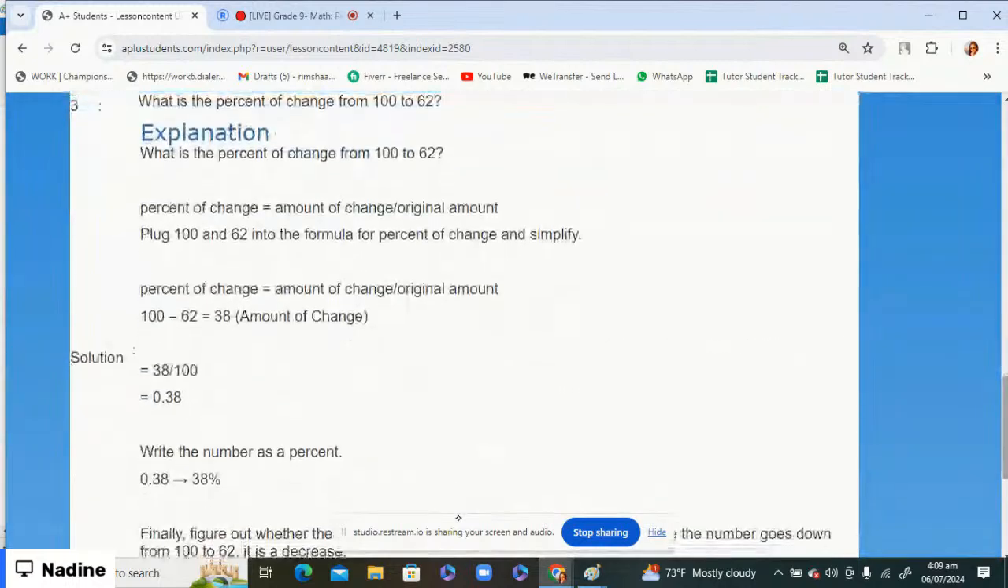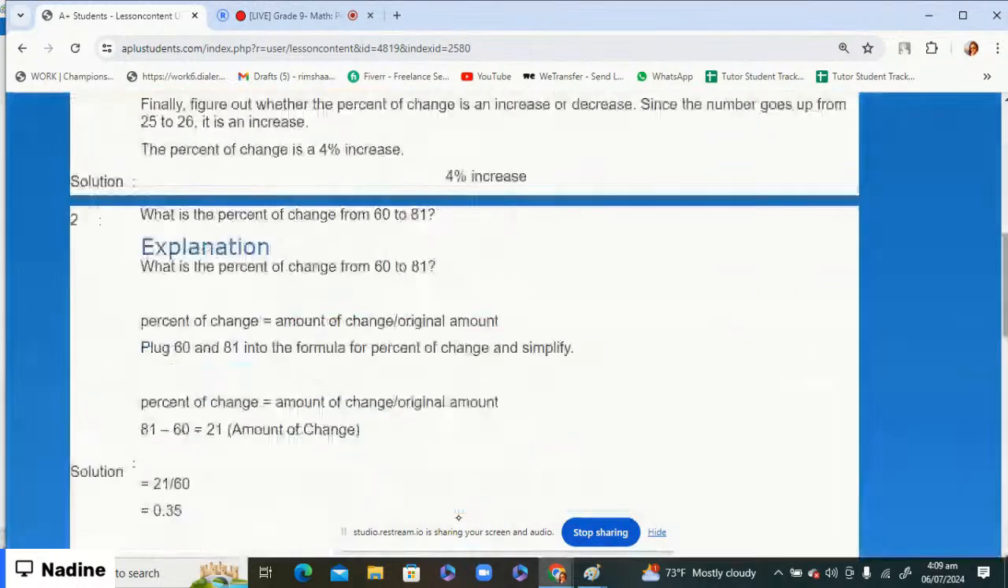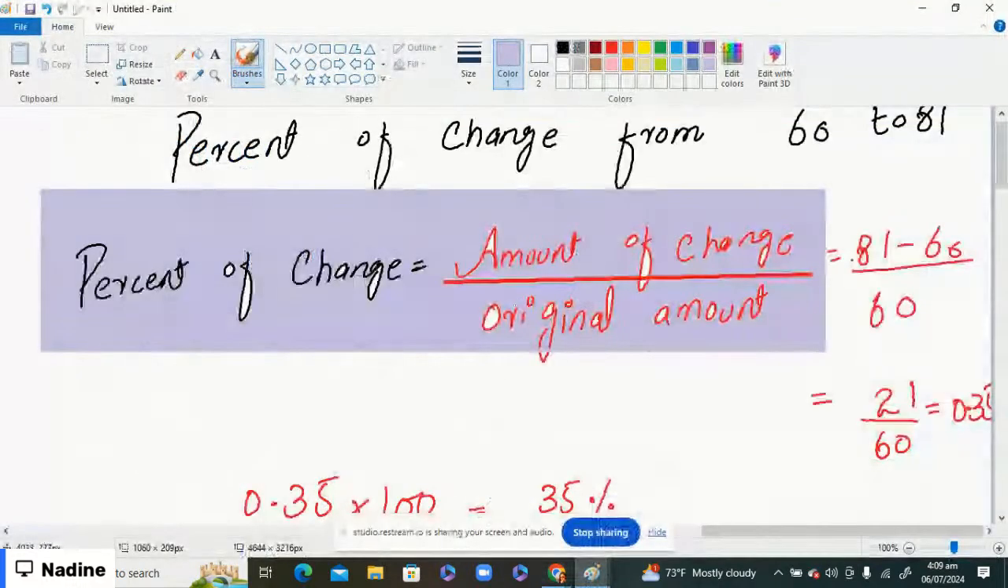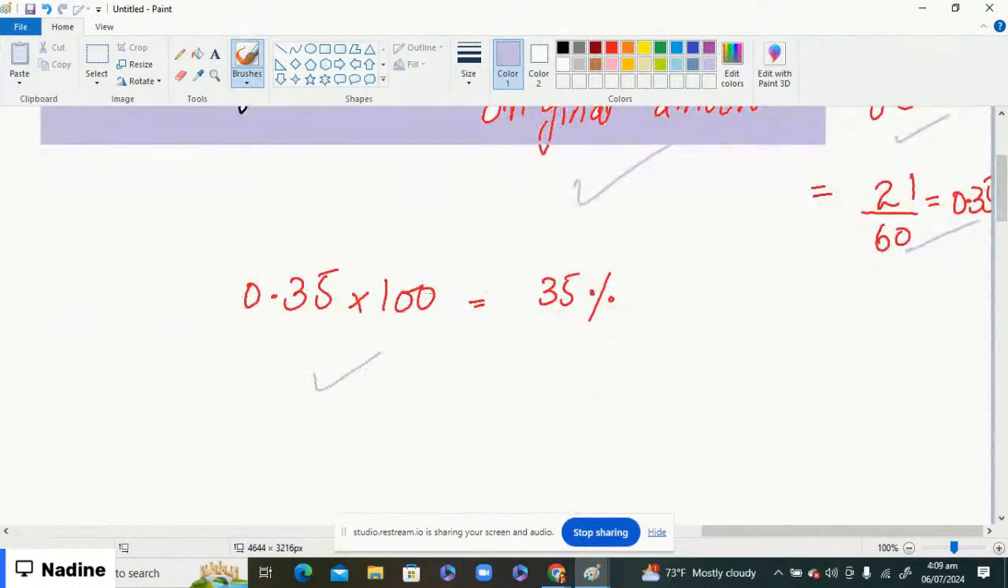Okay, so this is the percent of change. In this way we are going to find it out, and there is a proper formula for that: amount of change. You are going to write down this subtraction, and then for the original amount, just put the first amount here, to find how much the change occurred. Then the answer is in the form of a decimal, so convert it into a percent by multiplying with 100. Okay, and that is your answer.